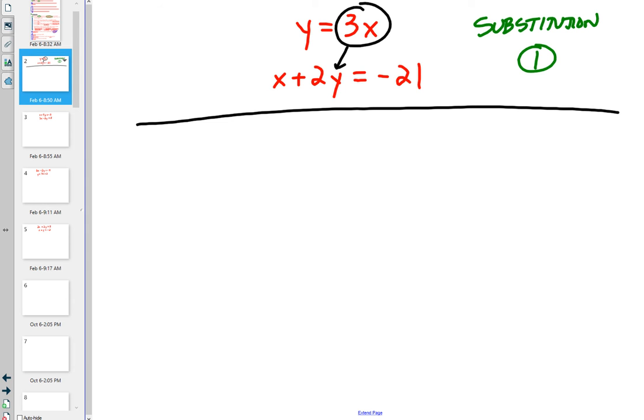We already said the top y. What is the bottom y also going to be equal to? 3x. So what I'm going to do now is write that other equation. I'm not going to write the top one where the y is by itself. I'm going to write the other one: x plus 2, and instead of a y, I'm going to write 3x, equals negative 21. I wrote the entire second equation exactly the same, just instead of a y, I wrote a 3x.